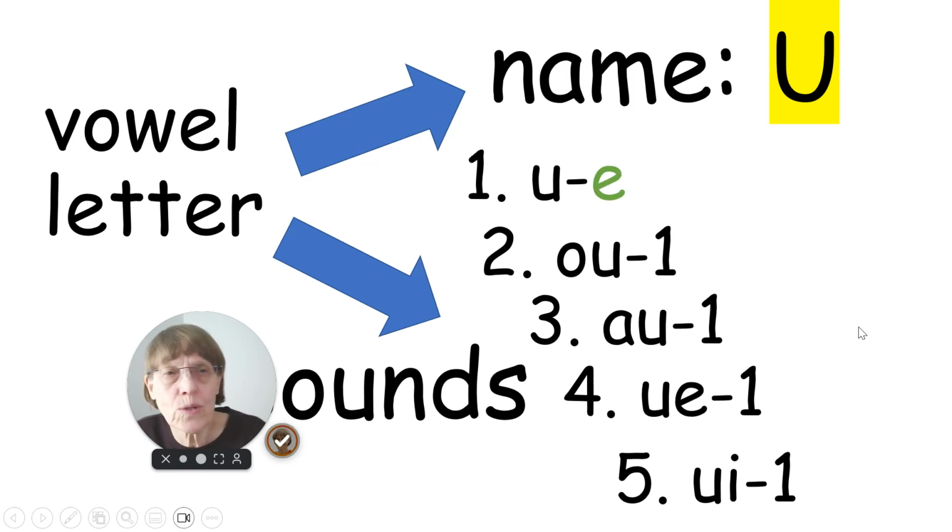Okay, let's go to letter U. So letter U has 5 different combinations. Number 1, we've got that quiet E. It will say its name, U. But what about OU? Ow! What about AU? Aw. What about UE? Ooh. What about UI? Ooh.